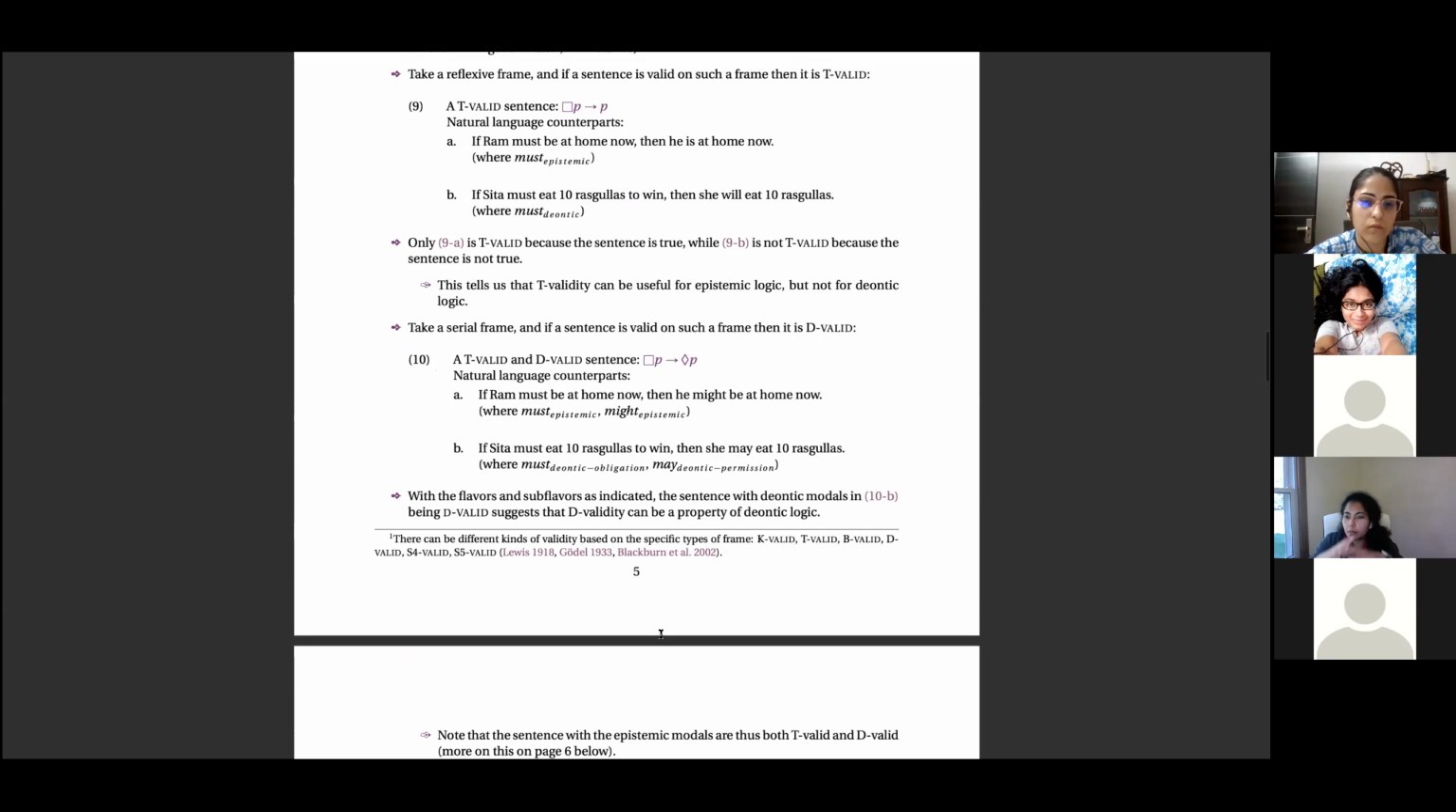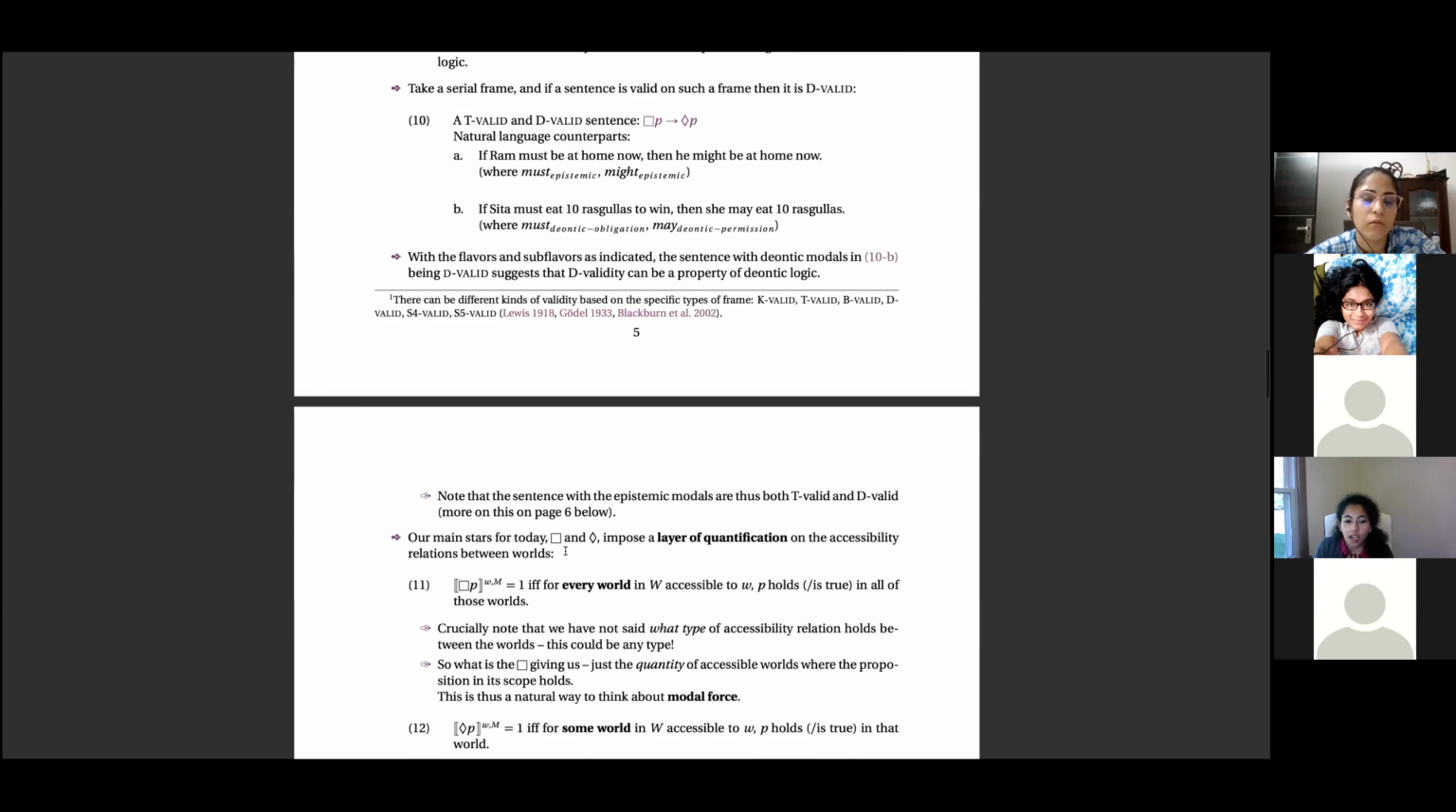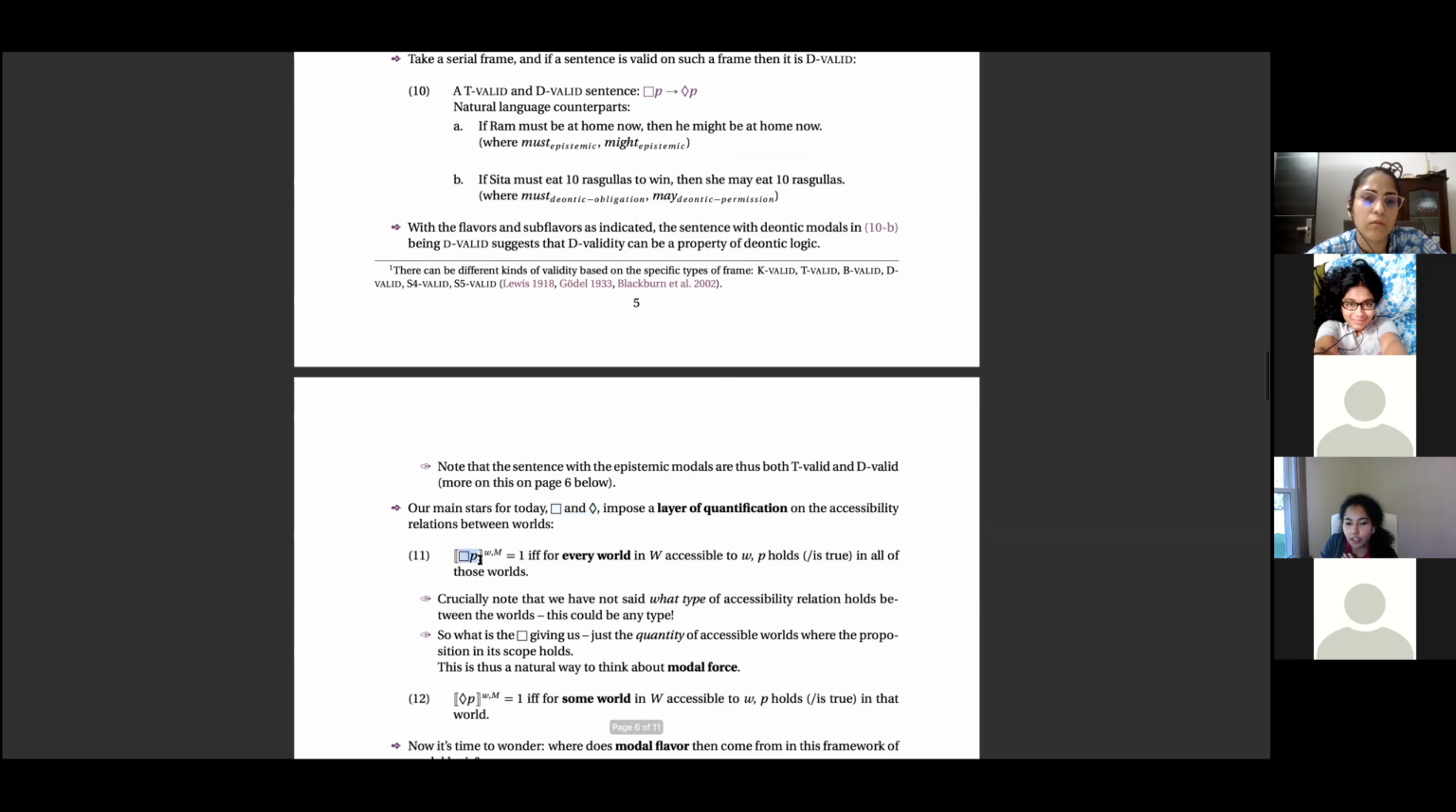Okay, so far we've been talking about modal flavor, so all of these different interpretations. Just to remind ourselves, these operators impose a layer of quantification on the accessibility relations. So far I've been talking about how there are different kinds of accessibility relations, with different properties. But your box and diamond impose a layer of quantification. So very quickly, necessarily P is true if and only if for every world accessible to our little W, P holds in all of those worlds. That is necessarily the case.